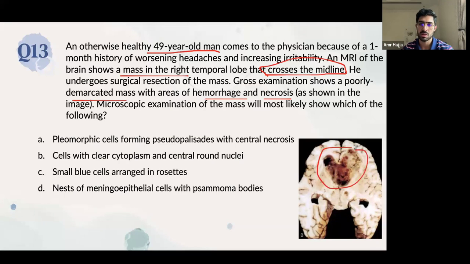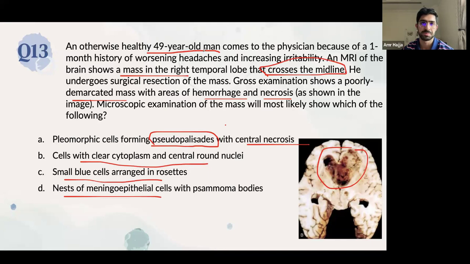What's shown here is glioblastoma multiforme, which is characterized by, P for pseudopalisading. So pseudopalisading with central necrosis. Clear cells with clear cytoplasm and central round nuclei: I'm not sure which tumor this is, to be honest. Small blue cells arranged in rosettes: this is medulloblastoma. Nests of meningothelial cells: this is meningioma.